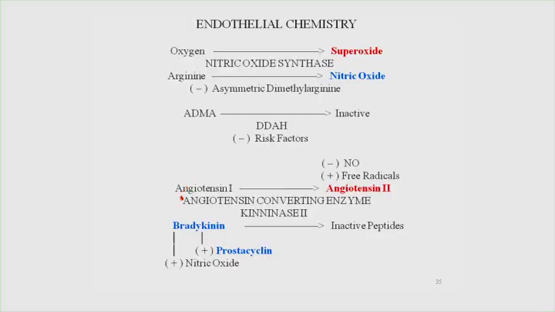Another key reaction is the conversion of angiotensin 1, a relatively weak vasoconstrictor, into angiotensin 2, a powerful vasoconstrictor and cause of endothelial dysfunction, by an enzyme called ACE, angiotensin converting enzyme. It has another activity, and here it goes by another name, kininase 2, that degrades bradykinin into inactive peptides. Bradykinin is a good guy. It helps us make nitric oxide and prostacyclin, a vasodilating prostaglandin. So this enzyme is a problem. We see high levels in the circulation of people with high blood pressure.